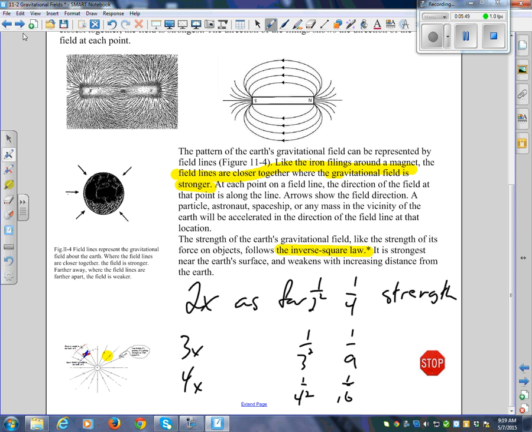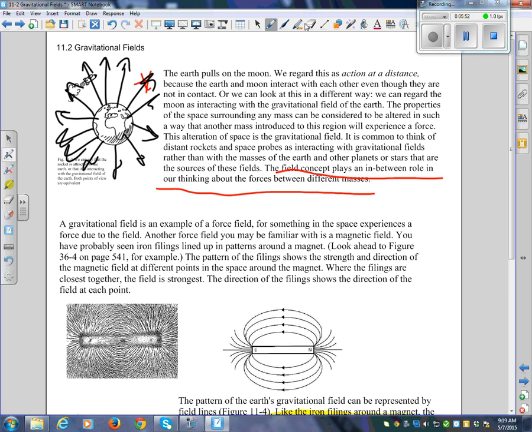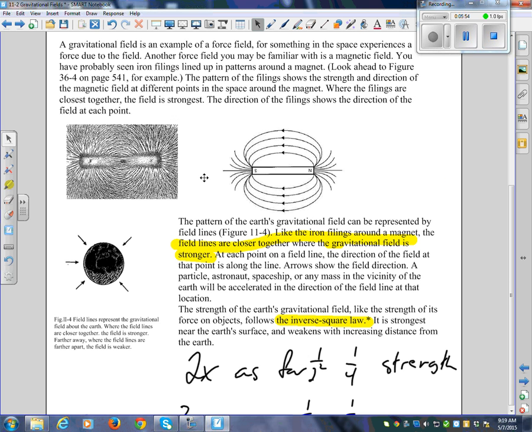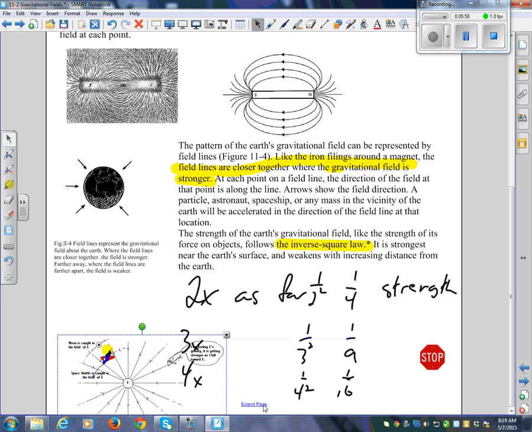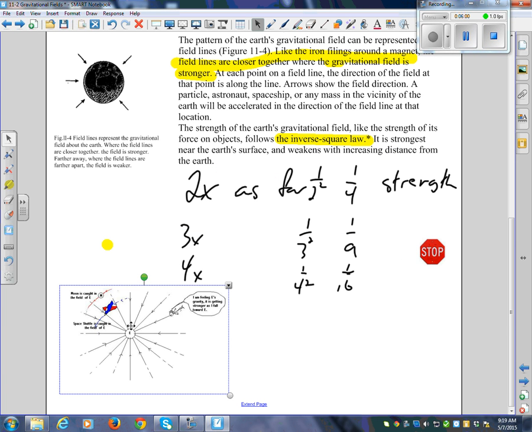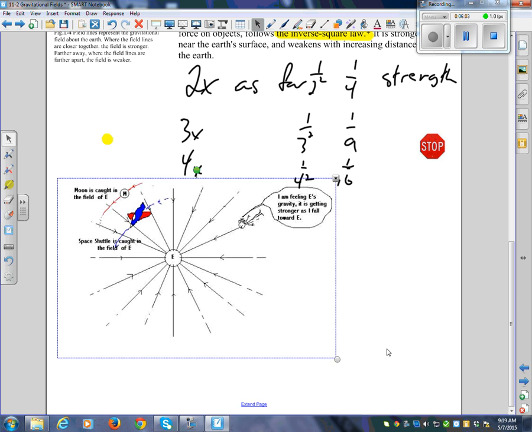Do you have this picture? Oops. Do you have this picture on yours? This one down here? No? Maybe on the next page? Okay.